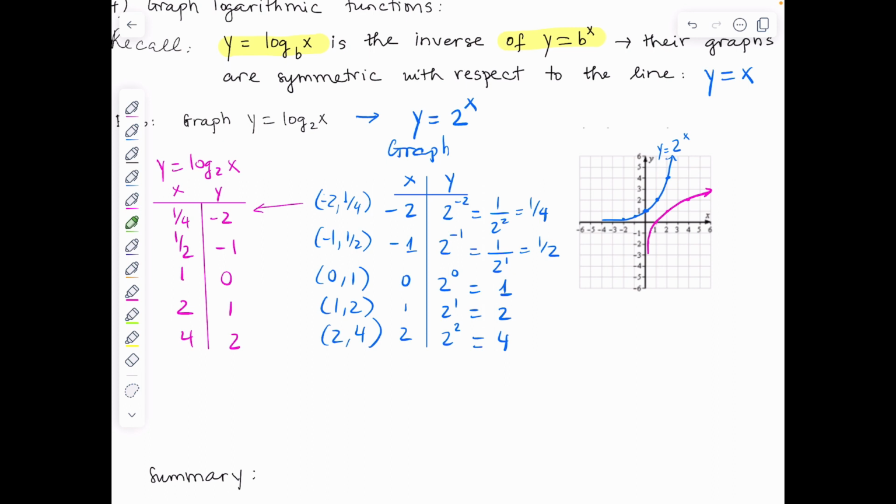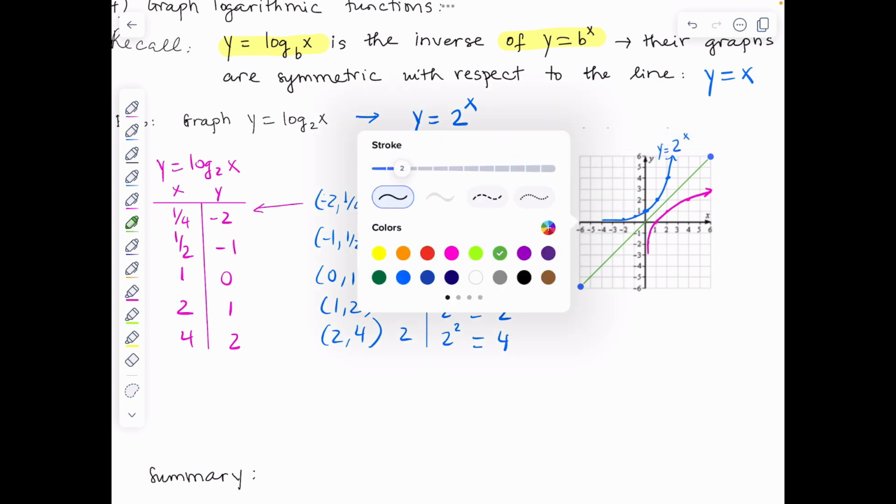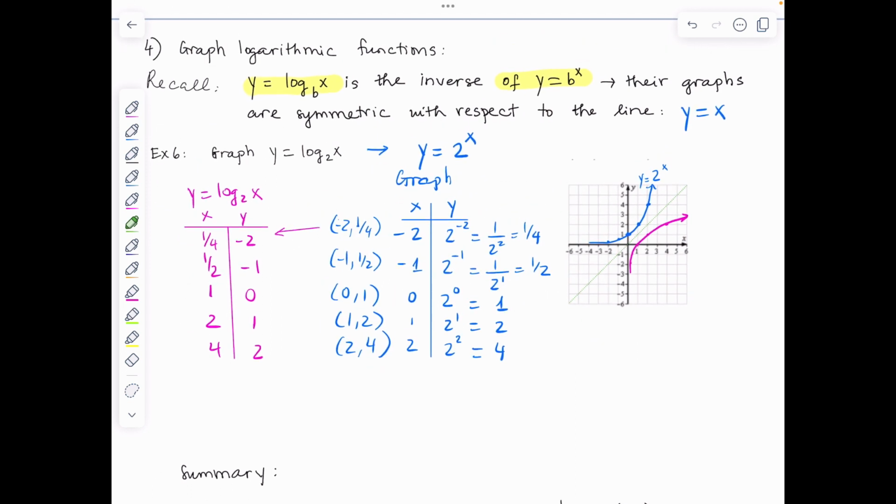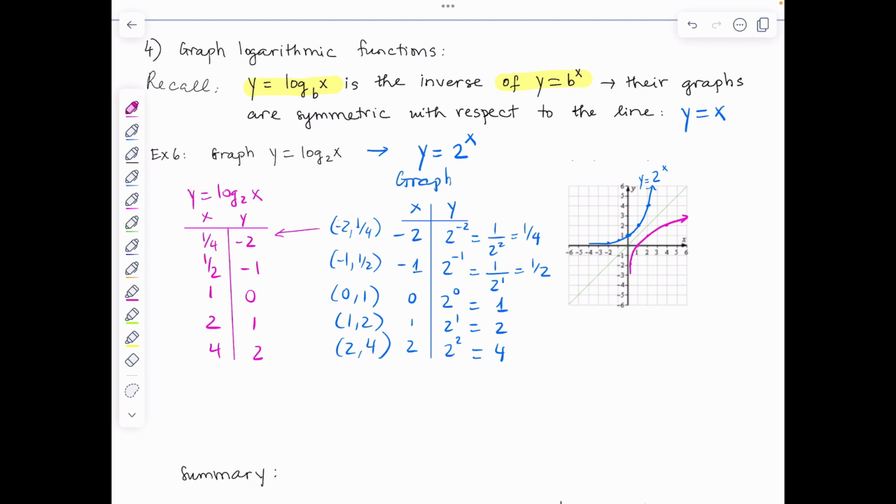Now, let's draw that middle line, y equals x. And I'm going to make it a dotted line because that's not part of the graph. As you can see, the blue graph and the pink graph, which is the graph of y equals log base 2 of x, are symmetric along that line, y equals x.